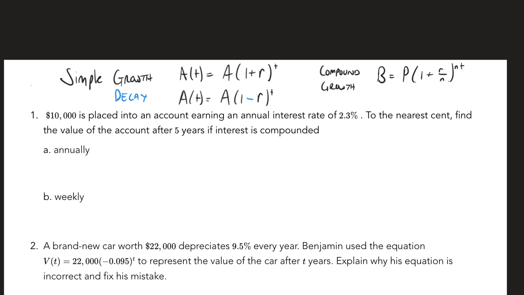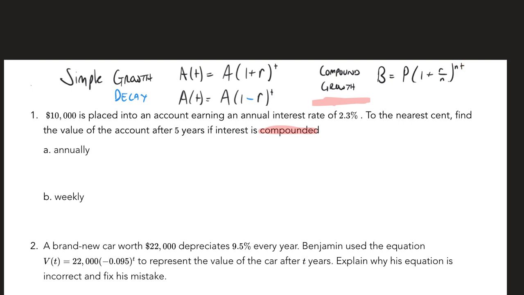So let's look at this first problem here. $10,000 is placed in an account earning annual interest at a rate of 2.3%. To the nearest cent, find the value of the account after 5 years if interest is compounded. So right here, keying in on that word, we're going to be using this formula, not the other one. So I need to know what the initial investment is, what the interest rate is, and what the time is, and then also what the end value is. There's 4 things I need to know, and the rest will just go in the calculator.